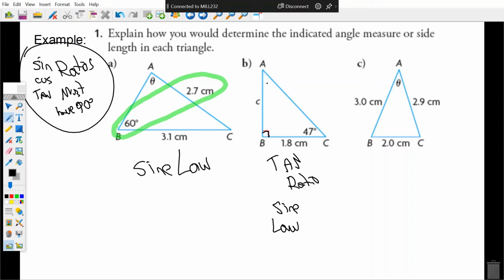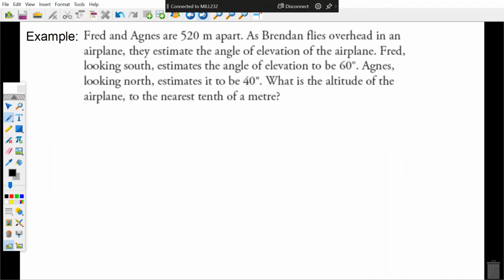And number 3, we don't know any angles. We only know 3 sides. None of them are 90 degrees. So what are we going to use to solve for that missing angle? The cosine law, or the cos law. Right? If you don't know any angles, then it's the cos law. If you know side, side, side. Okay? All right, next. How many do we have left here?